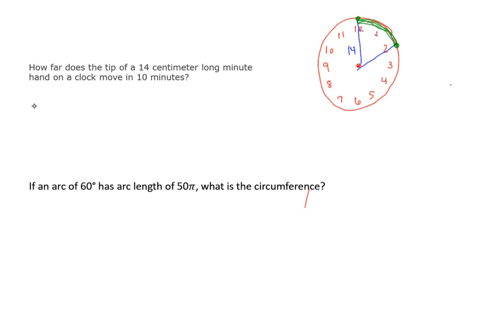All right, arc length is r theta. We have r. That was nice, they gave it to us. But we don't have theta. All we know is that it moves 10 minutes on that actual clock. So here's the thinking you got to do. All together in one full circle, there's 360 degrees. I need to know how many degrees are actually in 10 minutes.